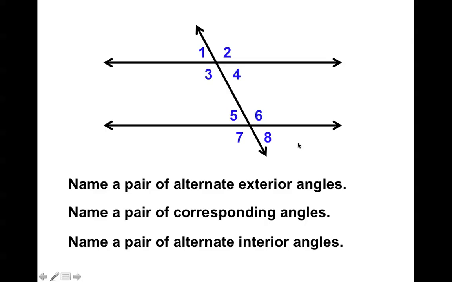And if you named a pair of alternate interior angles, did you name 4 and 5 or 3 and 6? Once again, those were your 2 choices. I did mention there was going to be vocabulary, right? Good.